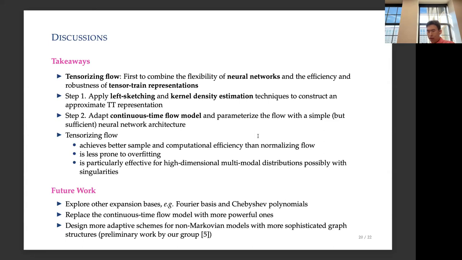So by doing the kernel density estimation here, we are able to construct a reasonable tensor-train representation that captures the low rank and multimodal structures of the target density, without the challenges and issues that I mentioned before. So yeah, that's why I think this step one is the most challenging part.